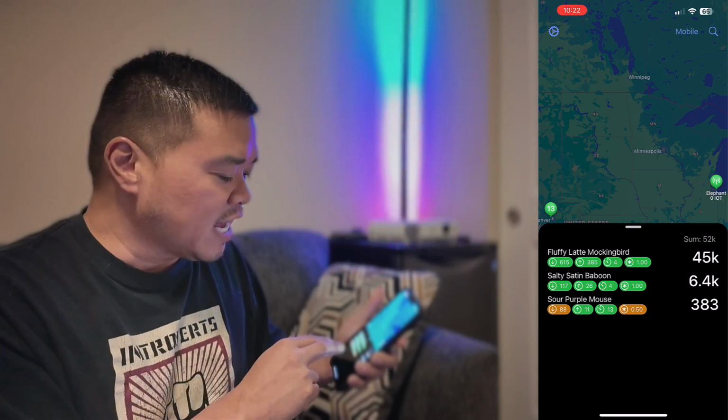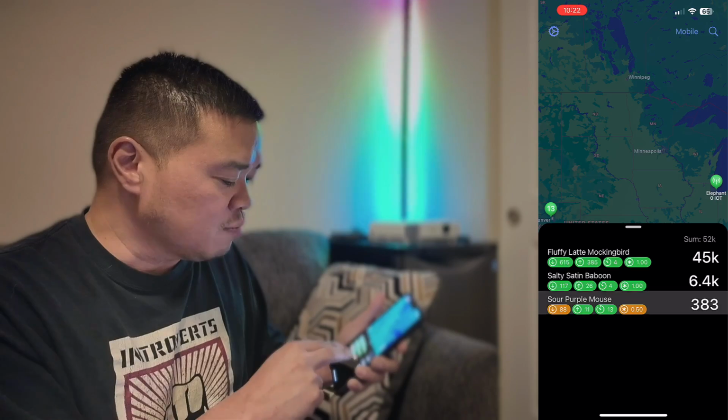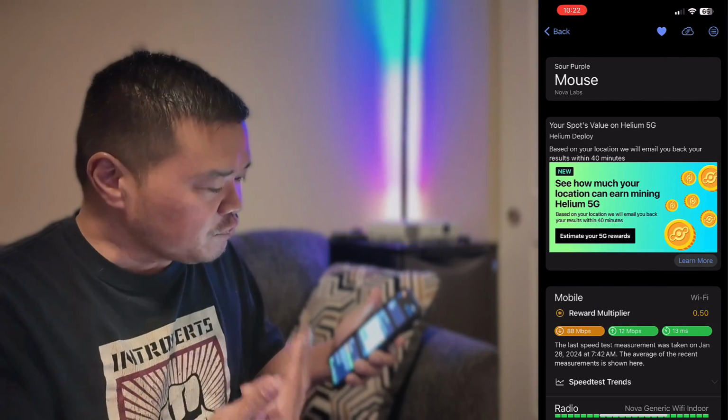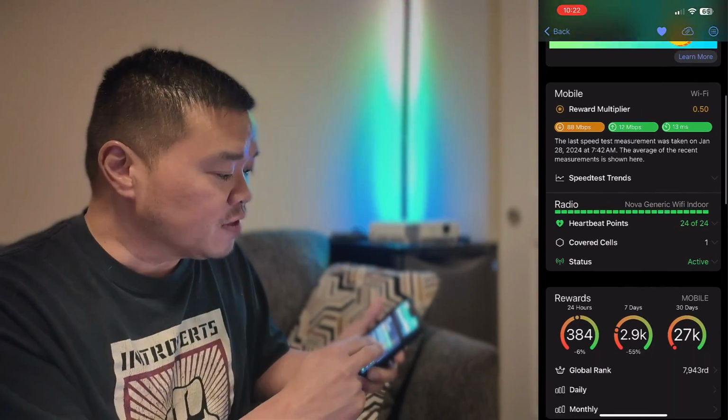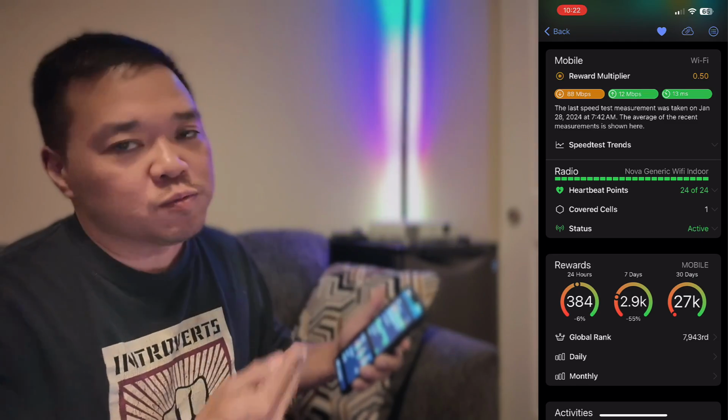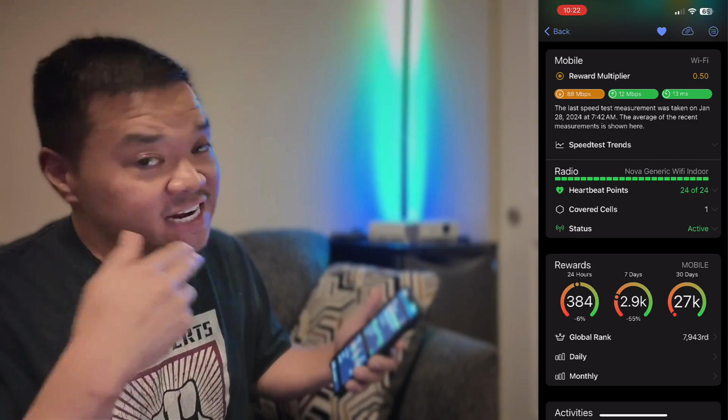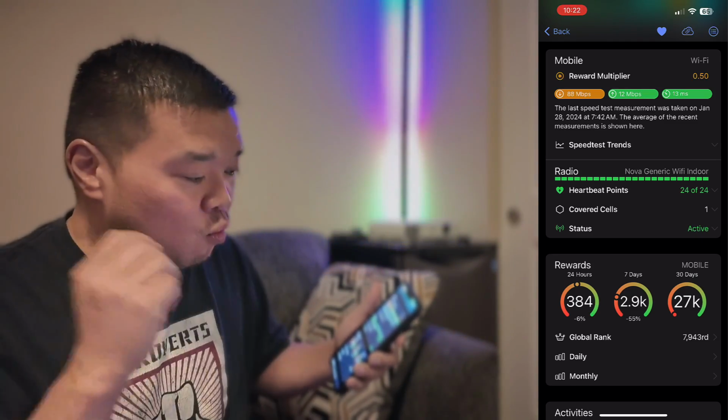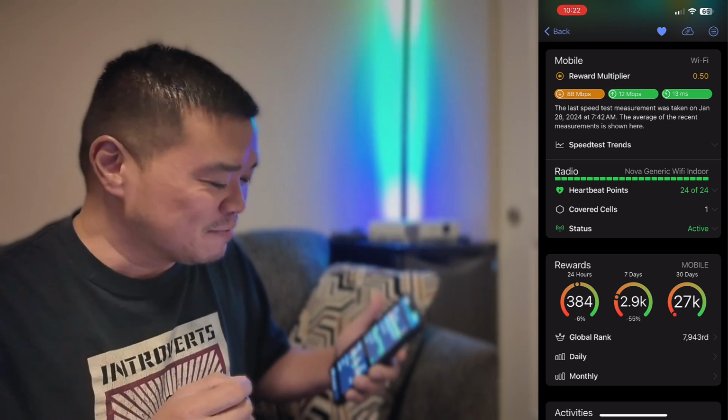Then you can go look at it, and I'm going to use Sour Purple Mouse at the bottom as an example. And right now you can see I have a problem. You'll see that the reward multiplier is 50%. It's not at 100, or I should say a 1, which is a 100%.